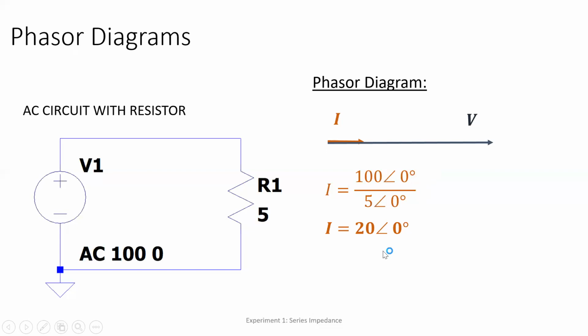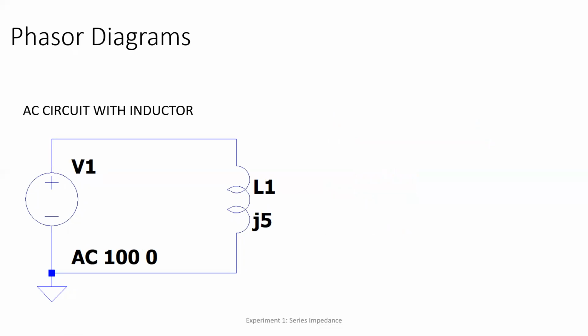Okay, next, let's see how it will look if there is only an inductor in the AC circuit. Previously, voltage, resistance, and current were all at 0 degrees. So if it's a resistive circuit, voltage and current are in phase. Let's see what happens if there is an inductor. Again, we have 100 volts, 100 at 0 degrees, and we have j5 for our reactance in our inductor.